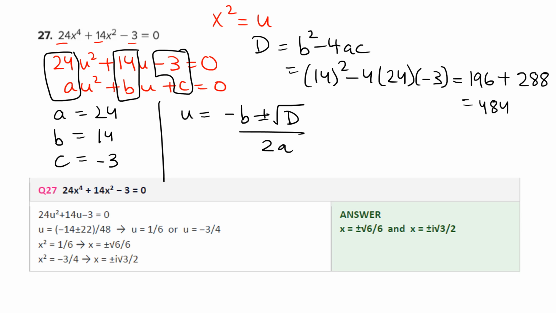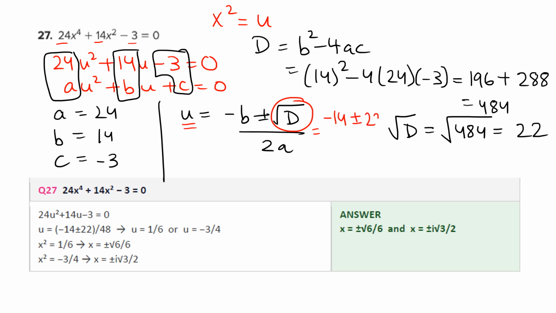Okay, now this is the value of d. We will try to find the square root of d, that means square root of 484. It will give us two values, both positive and negative. You can use your calculator to find the square root of this number. It will come 22. So now we are ready, we can put it here in this place. So the value of u will be minus b, minus b means minus 14 plus minus 22 over 2a.